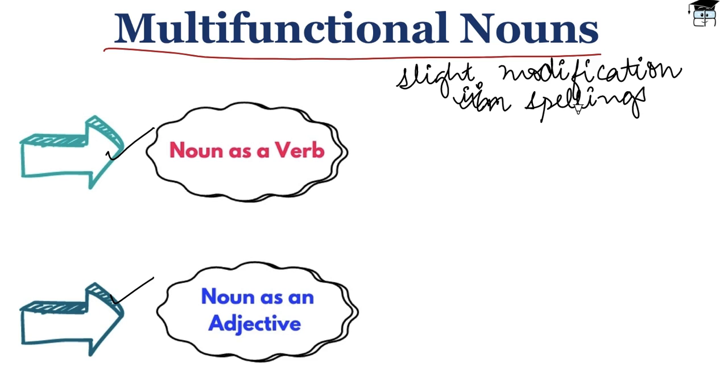Okay, now let us start with the first one, which is noun as a verb. We all know that a verb symbolizes an action taking place. When we're talking about verbs, we're talking about some action taking place, right? So whenever you find a noun's spellings altered to such a form that it now depicts a work or an action taking place, that noun has taken the verb form. Whenever you see that the spellings of a noun are slightly modified and they now depict an action taking place in the sentence, that noun is now changed into a verb.